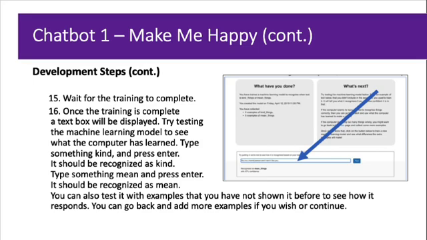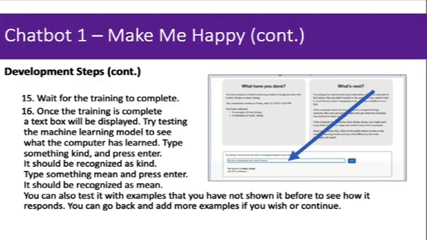15. Wait for the training to complete. 16. Once the training is complete, a text box will be displayed. Try testing the machine learning model to see what the computer has learned. Type something kind and press Enter. It should be recognized as kind. Type something mean and press Enter. It should be recognized as mean. You can also test it with examples that you have not shown it before to see how it responds. You can go back and add more examples if you wish, or continue on.